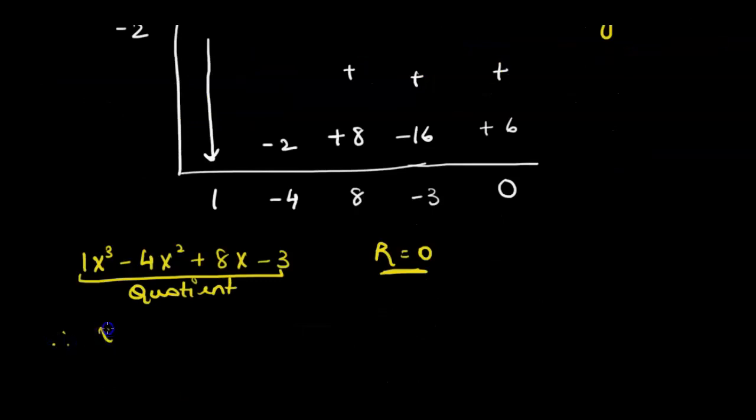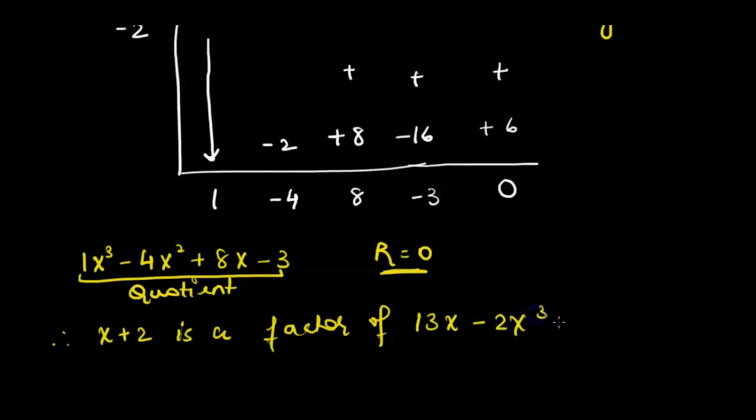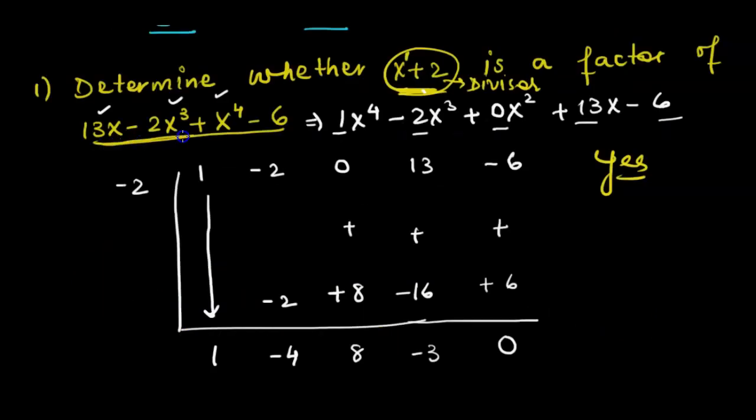So we can write down x plus 2 is a factor of 13x minus 2x cubed plus x to the power 4 minus 6. That was the question given to us for which we were determining the factor.